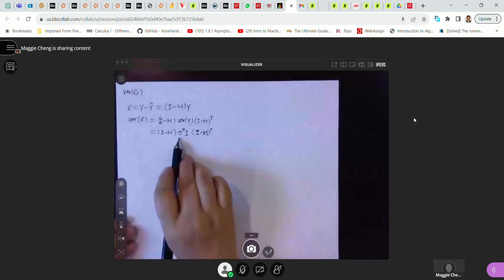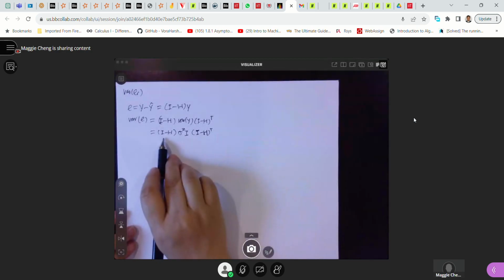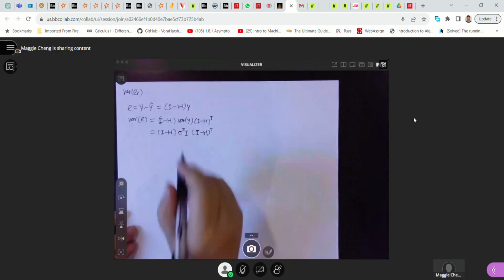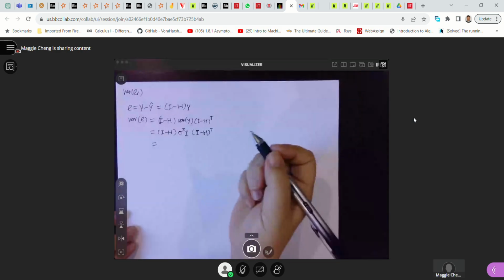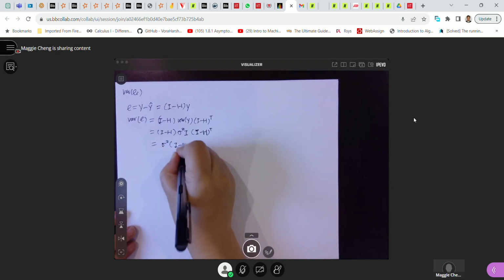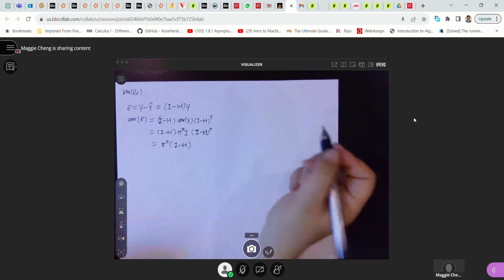Then what? Because this is a scalar, this is an identity matrix, you basically have I minus H times I minus H. Remember, I minus H is also symmetric and idempotent. Idempotent means something multiplied by itself is still itself. So eventually you have sigma squared times I minus H. It becomes very easy, right?